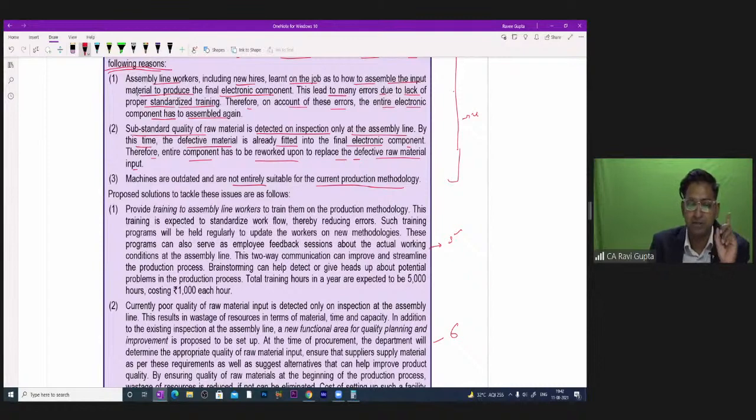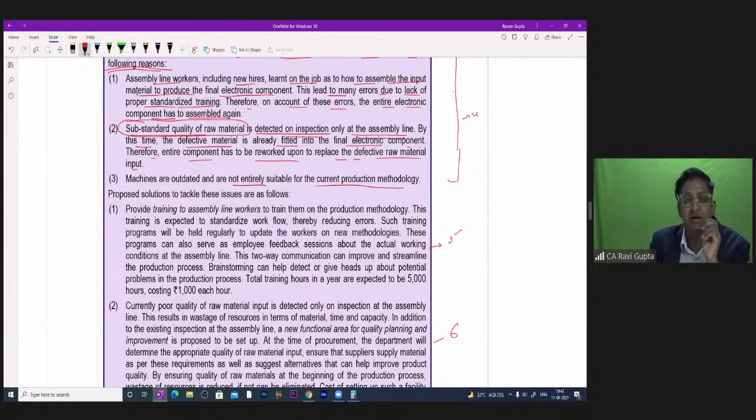Now see, the first point is very clear. This was the reason why they are not able to produce quality, because the new learners are learning on the job, making errors, and they are not given proper standardized training. Second, using substandard quality of material. The quality of material is not good, and it is detected on inspection at the assembly line only, and it is already delayed. Why have we not inspected when we received the material? Why at the assembly line?